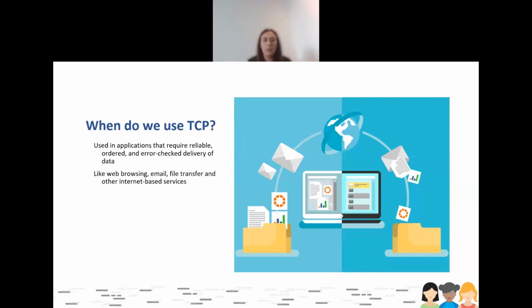Okay, so when exactly do we use TCP? It is used whenever we need reliability, order and error checking of the delivery of the data. A number of different applications that use TCP include web browsing, and this may include both protocols, HTTP and HTTPS, your hypertext transfer protocol and your hypertext transfer protocol secure. They are used whenever you're using a web server to view any files on the internet.